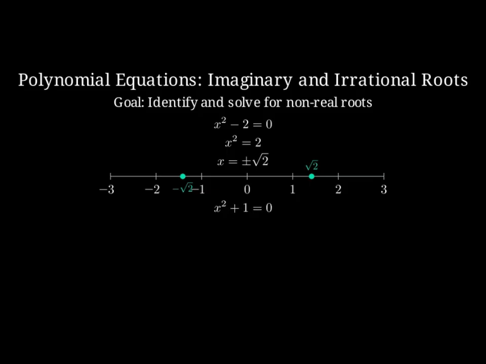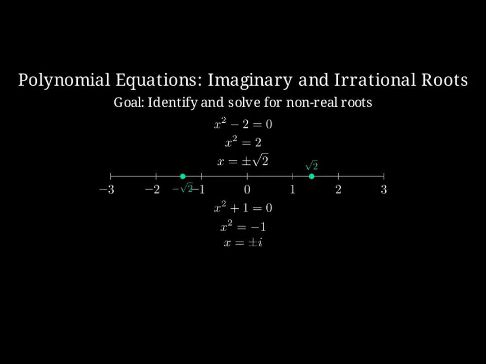Now, let's look at imaginary roots. Consider x squared plus 1 equals 0. This has no real solution because x squared is always non-negative. Solve it by isolating x squared. We get x squared equals negative 1. Taking square roots gives x equals plus i or minus i, where i is the square root of negative 1.